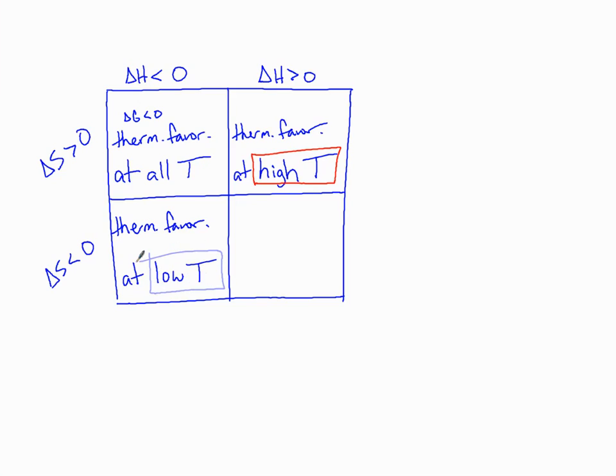Specifically at low temperatures. And then your last one, delta H is positive. That means it absorbs heat. Delta S is negative, which means it's becoming more orderly. Does this work ever? No. This one is delta G has to be greater than 0 and thermodynamically unfavorable.